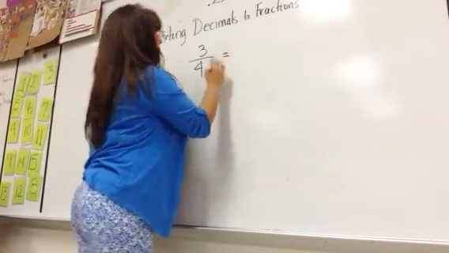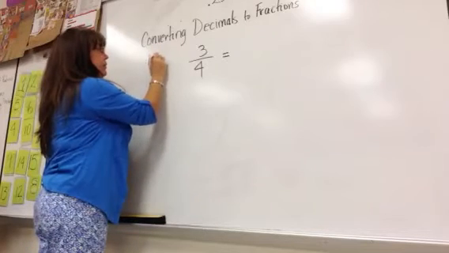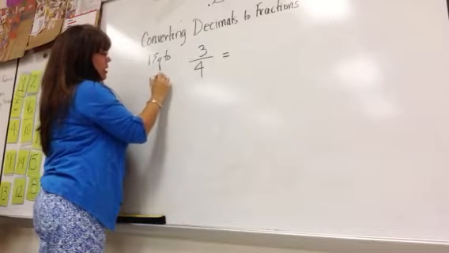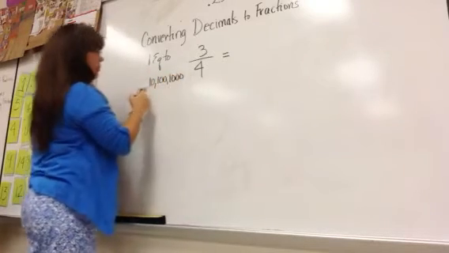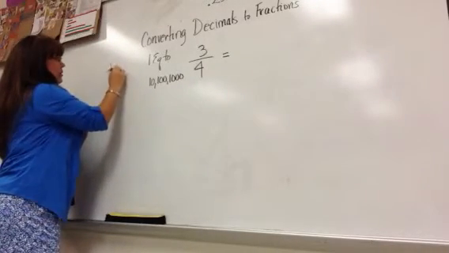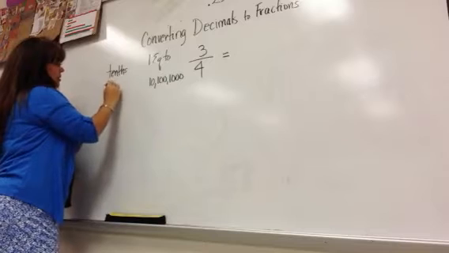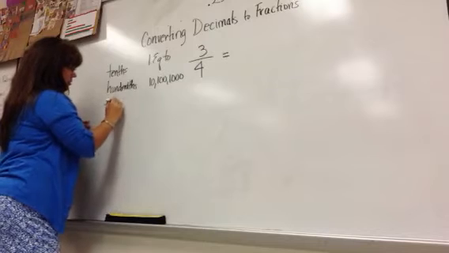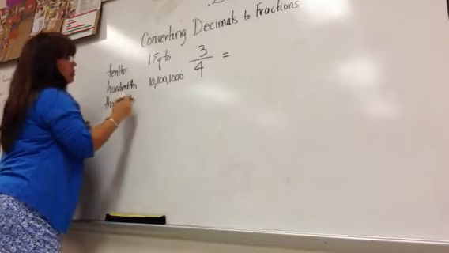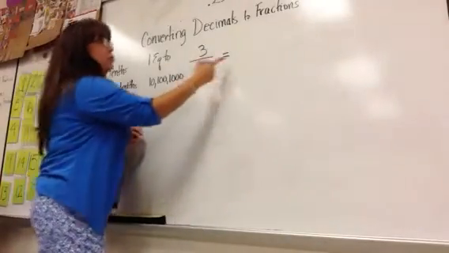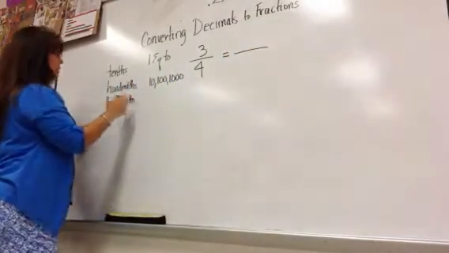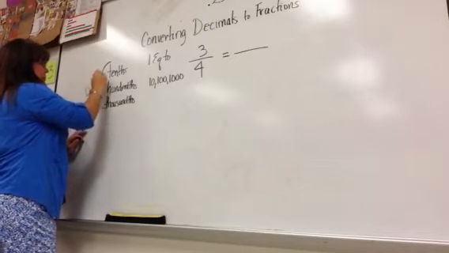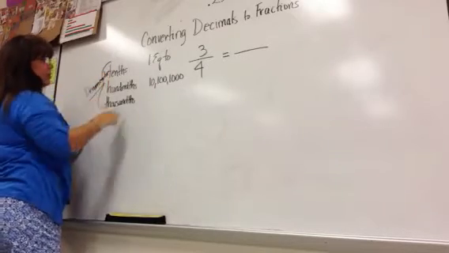Well, first thing you need to do, step 1, is make it equivalent to a fraction that has a denominator of 10, 100, or 1,000. Remember, decimals are in tenths, hundredths, or thousandths. So when we're converting from a fraction to a decimal, our denominator has to be one of these, okay?